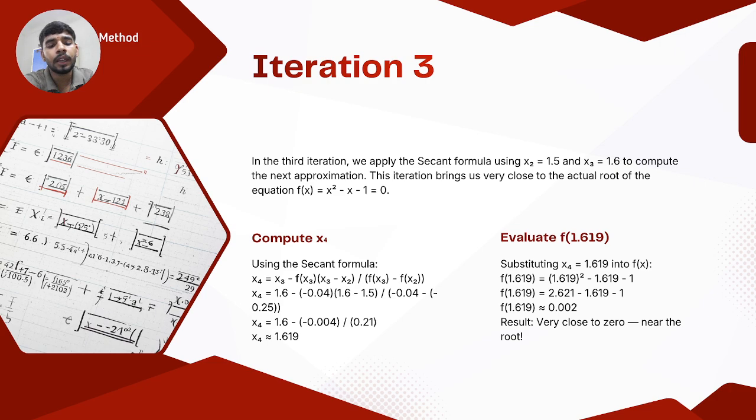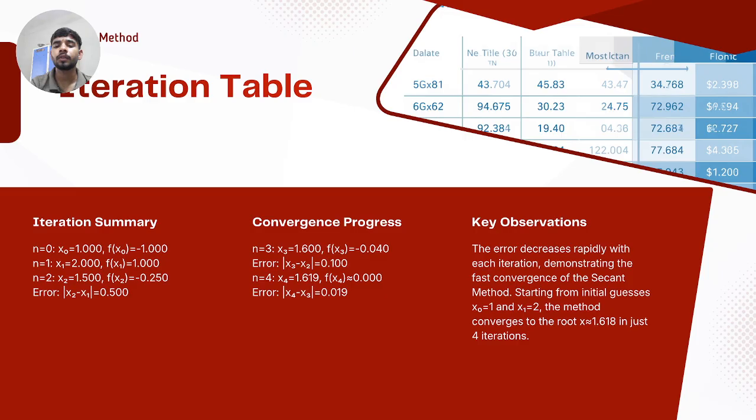In this we find x4 with the formula we have studied, and evaluate f(x4). You can see it is less than the tolerance or error value we have decided, so we can take the result in iteration 3 and declare it as the final root value. And now there is an iteration summary where we have calculated first x2, then x3, and then x4.